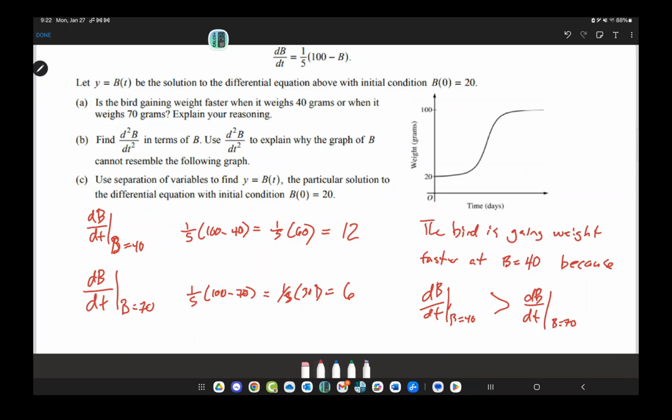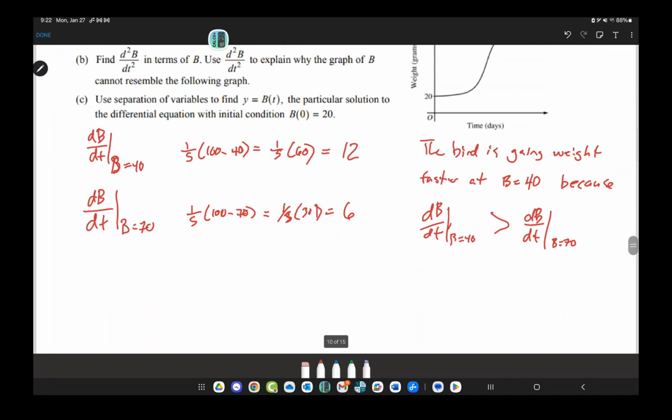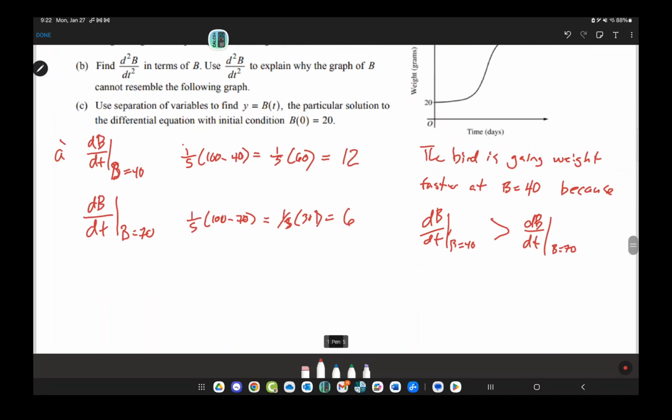All right, let's look at part B. So that's part A. So part B: find d squared B over dt squared in terms of B, and use it to explain why the graph of B cannot resemble the following graph.